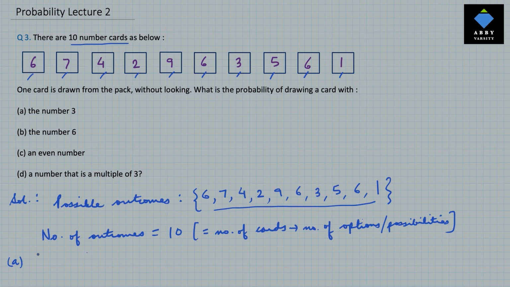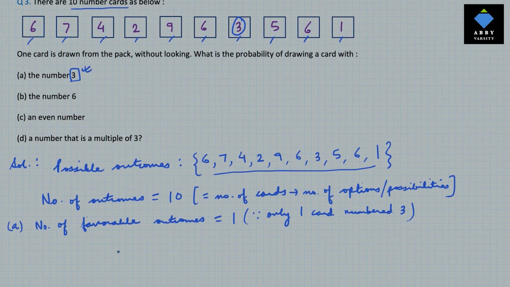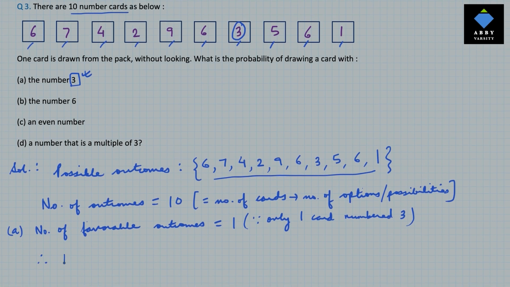For part A, the event is getting a card with number 3. Number of favorable outcomes will be, how many cards have the number 3 written on them? Just 1. So the number of favorable outcomes will be 1, since there is only one card, number 3. Therefore, probability of getting a card with number 3 will be equal to number of favorable outcomes, which is 1, divided by the total number of outcomes, which is 10. So the required probability will be 1 by 10.